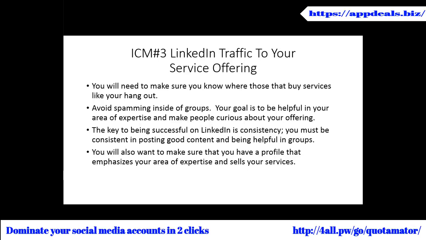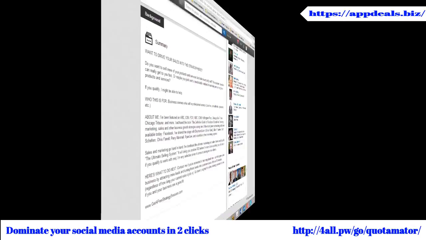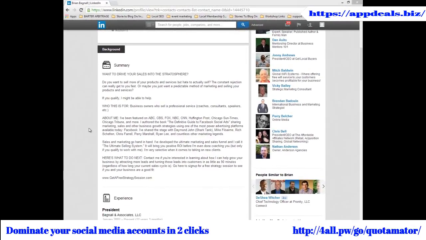Now, let's take a look at a good profile. Okay, you're looking at a person who's taking their profile seriously. He says, you want to drive sales into the stratosphere. Now, you may or may not necessarily like that statement, but what you're seeing here is someone who is selling themselves. Right? Their profile is not just a bunch of dry facts.